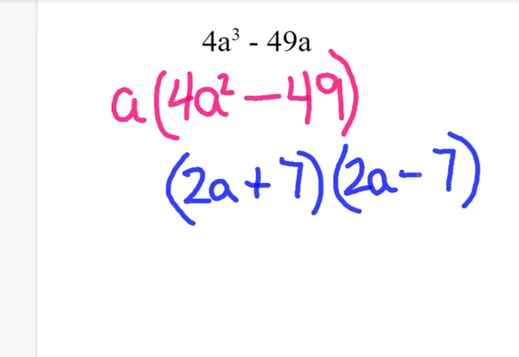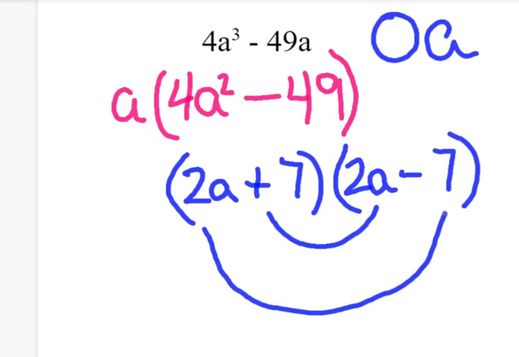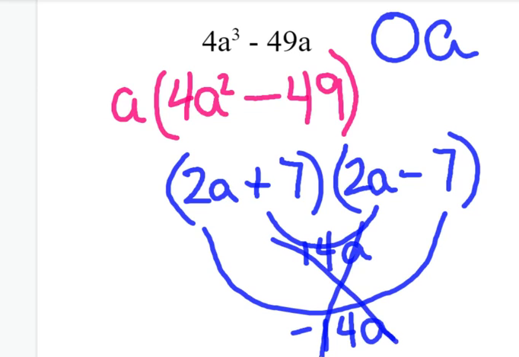Now, why do we put a plus and a minus? Remember the term in the middle, that term in the middle is a 0. We have a 0a. So that plus and minus cancels that middle term out, okay? Because when I multiply these, the middle term is going to cancel. Watch this. 7 times 2a is 14a. 2a times negative 7 is negative 14a. You see how they're opposites? They're going to cancel out, and I'm going to get this. So that's why there's a plus and a minus.